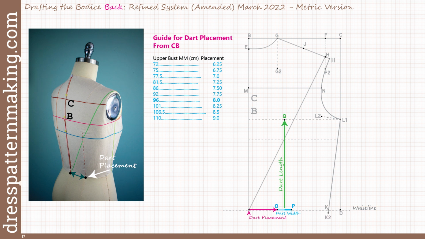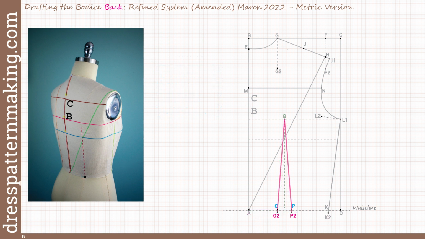We allowed for a 3 3/4 centimeter dart when we marked point K, so from point O to P should be 3 3/4 centimeters. In the middle of that dart, draw a straight line up to the upper bust line and mark point Q. Make sure that that line from the middle of the dart to point Q is at right angles to the waistline. Draw the first dart leg from point Q through point O and go 1/2 centimeter below the waistline and mark point O2. Draw the other dart line from point Q to go through point P to go 1/2 centimeter below the waistline and mark point P2. Check that those two lines are the same length. They need to be the same length.